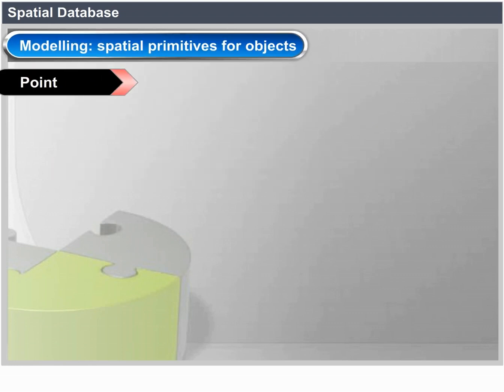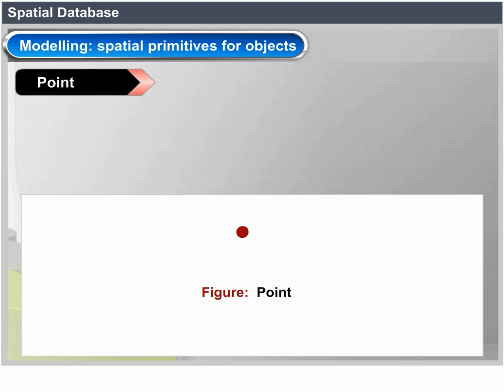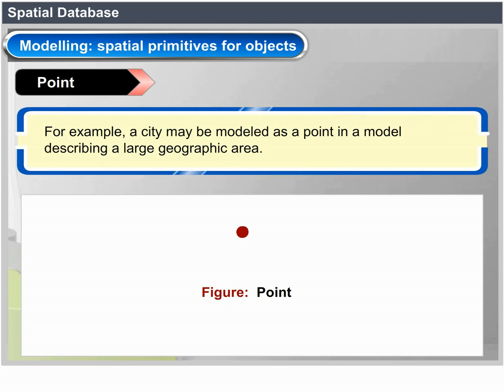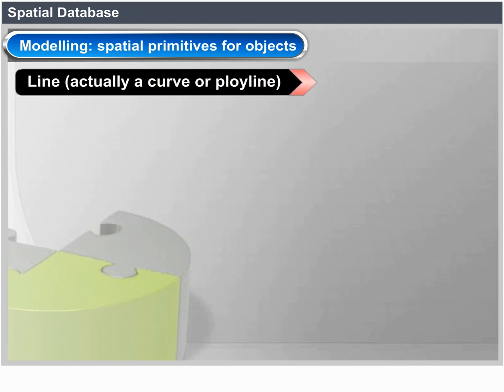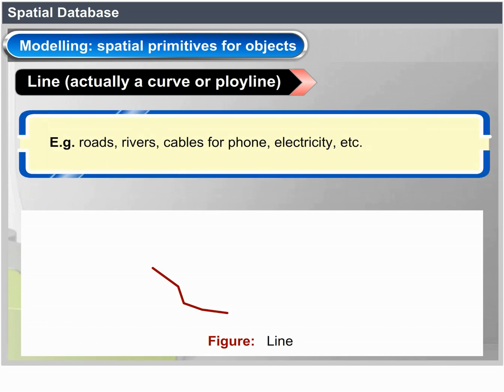Point. A point represents an object for which only its location in space, but not its extent, is relevant. For example, a city may be modeled as a point in a model describing a large geographic area. Line, actually a curve or polyline. A line in this context is always understood as meaning a curve in space, usually represented by a polyline, a sequence of line segments. It is the best abstraction for facilities for moving through space or connections in space. Example, roads, rivers, cables for phone, electricity, etc.